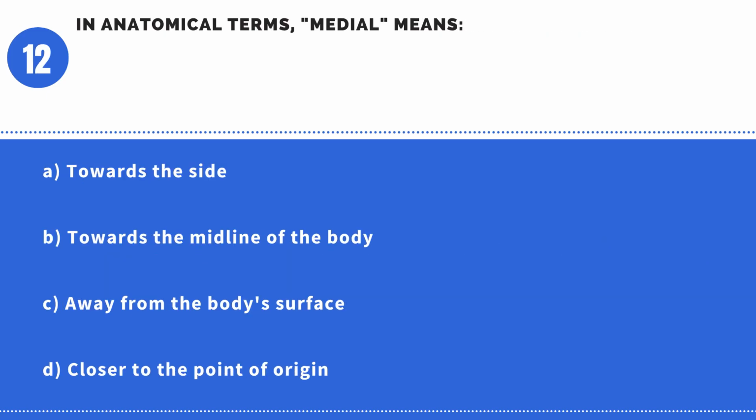Question 12. In anatomical terms, medial means A. Towards the side. B. Towards the midline of the body. C. Away from the body's surface. D. Closer to the point of origin.